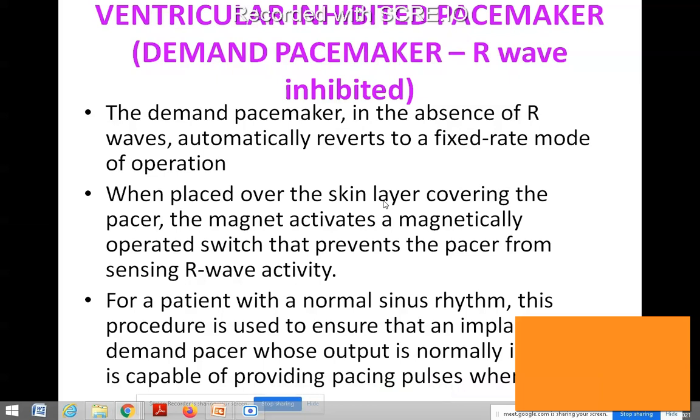So when the patient has a normal sinus rhythm, this implanted demand pacer will not interfere with the work of the heart. Only when the heart fails to work properly will it interrupt the work of the atrial node and take over that work. Otherwise it will not interrupt the work of the heart.